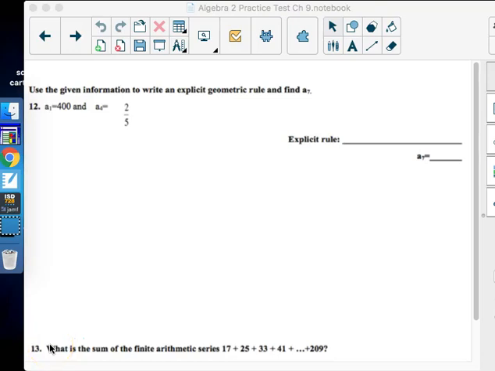So, practice test day 2. Yesterday we went through 1 through 11. Today we're going to do the 12 through, I think it's 22 for the last one. So, use the given information to write an explicit geometric rule.